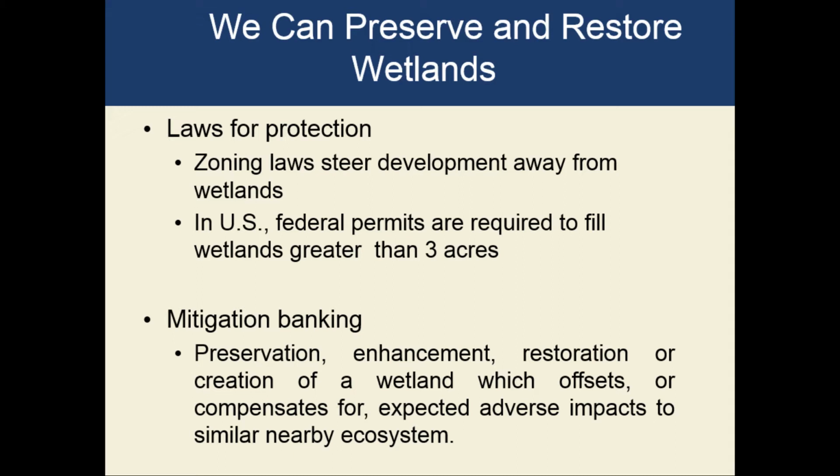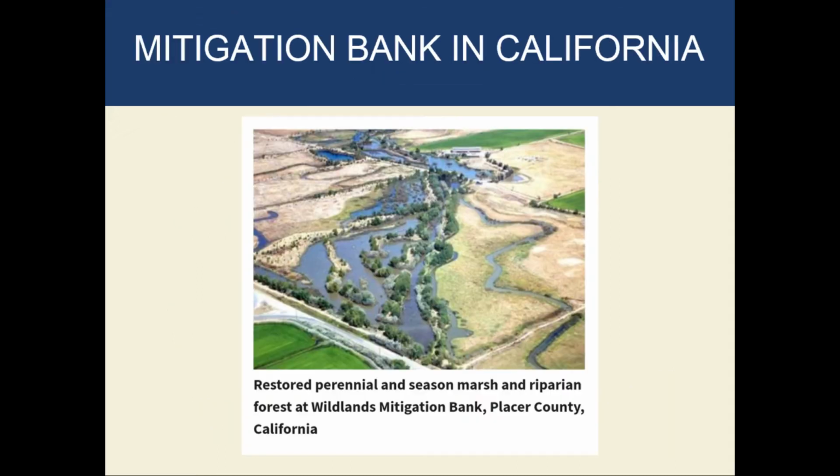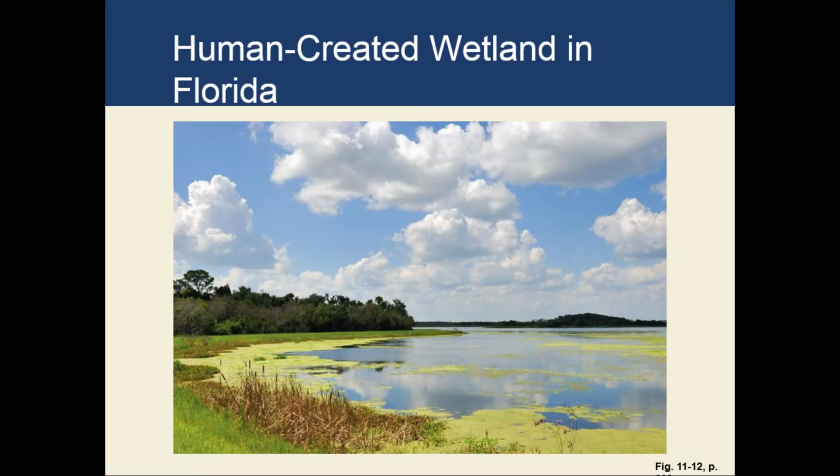It is the preservation, enhancement, restoration, or creation of wetland which offsets or compensates for expected adverse impacts to similar nearby ecosystems. This is an example of a mitigation bank in California. It is a restored perennial and seasonal marsh and a riparian forest at the Wildlands Mitigation Bank at Placer County, California. Here is another example of a human-created wetland found in the Everglades in Florida.